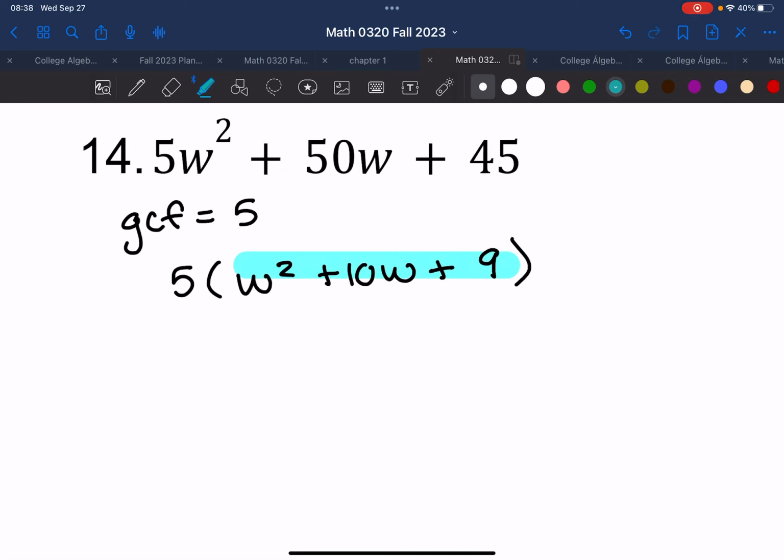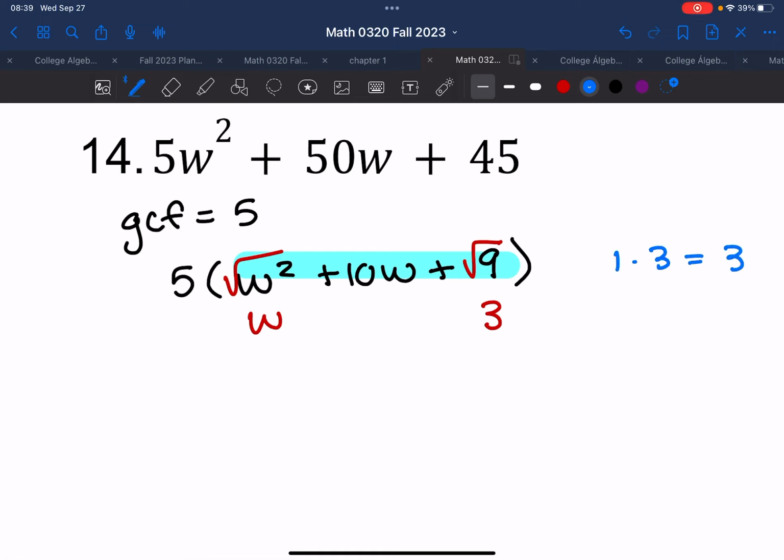Now looking at just the middle part, once we factored out the 5, does that equation meet the first two criteria? Yes. So we could start by taking the square root of w squared, and that gives us w, and the square root of 9, which gives us 3. Okay. What's our next step? Multiply. So what's the number in front of w if we don't see a number? 1. So 1 times 3 gives us 3.